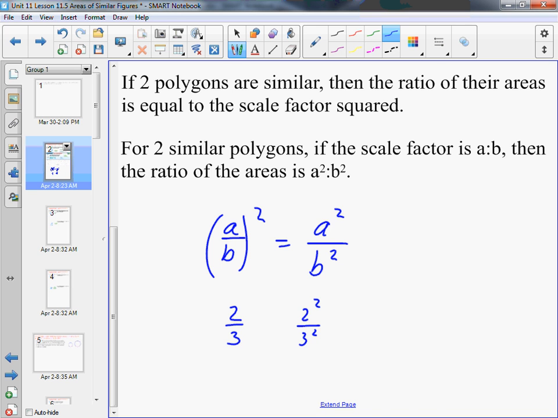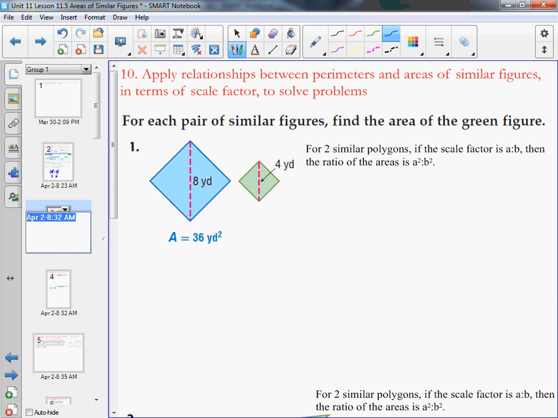All right, page 805. Number 1. The directions say, for each pair of figures, find the area of the green figure. They tell us the area of the blue figure is 36 square yards. We're supposed to find the area of the green figure. They also tell us that the diagonal of one of those, they sure look like squares, but maybe they're not though. The diagonal of one of those quadrilaterals is 8 yards, and then the corresponding diagonal of the other one is 4 yards.